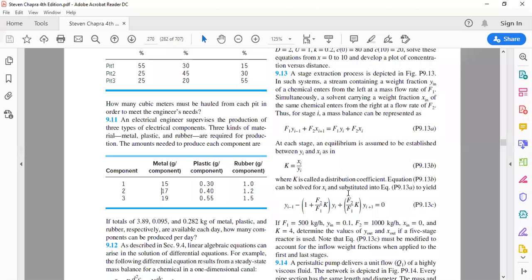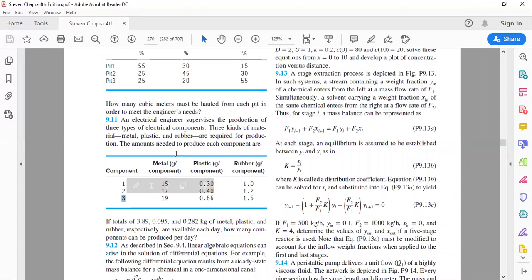Okay. So this example 9.11 in the textbook is saying that an electrical engineer is supervising the production of electrical components. In that manufacturing plant, they are manufacturing three different components.